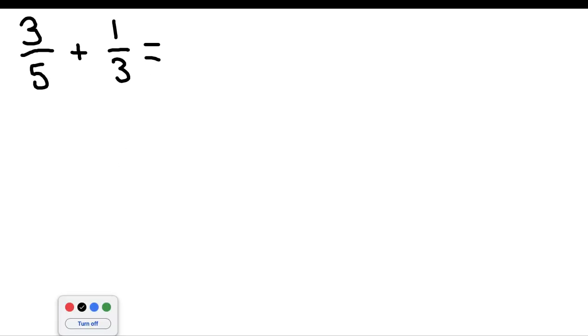So this is our first example problem, 3/5 plus 1/3. So we've got 3/5 plus 1/3. So step 1 is to find the common denominator.